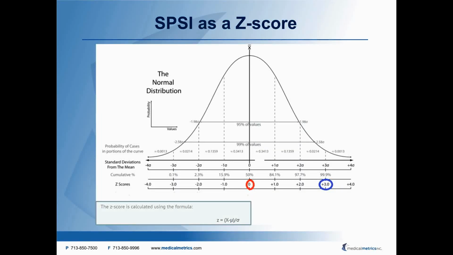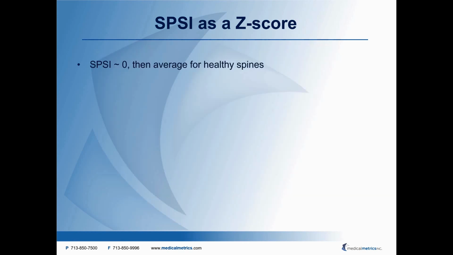SPSI is provided to clinicians as a Z-score. That makes it much easier to interpret, since SPSI tells the clinician how many standard deviations away from normal are the measurements for a specific patient. A Z-score is a very well-established way to present medical data that is familiar to clinicians.